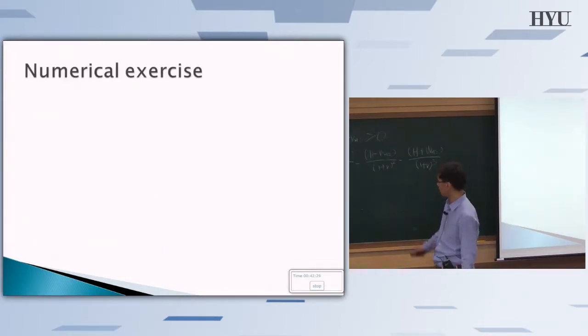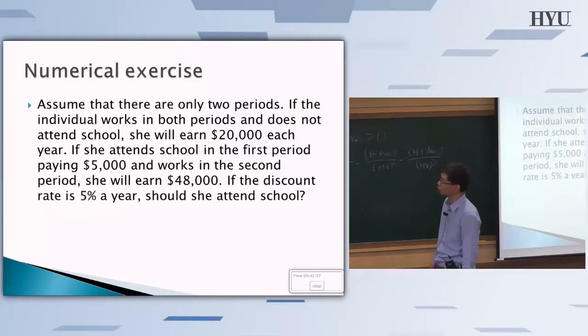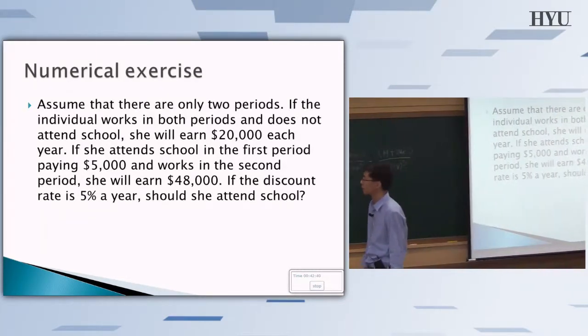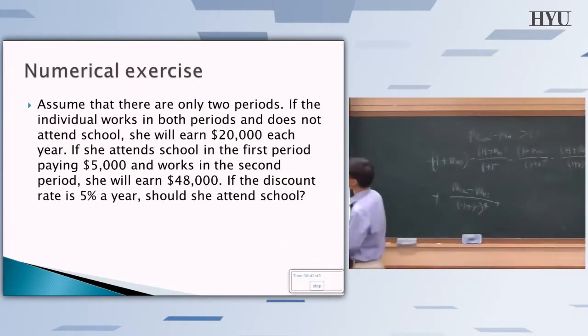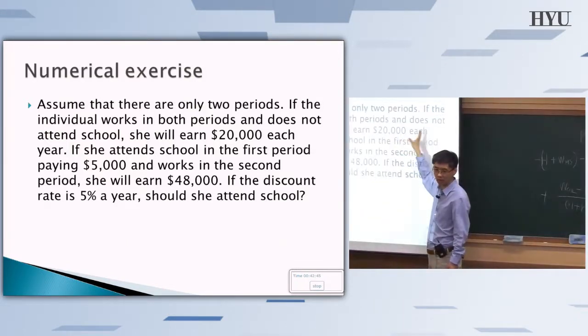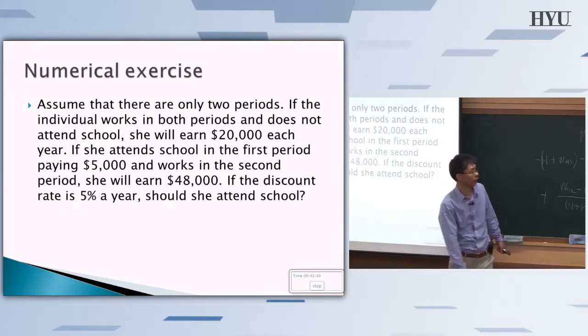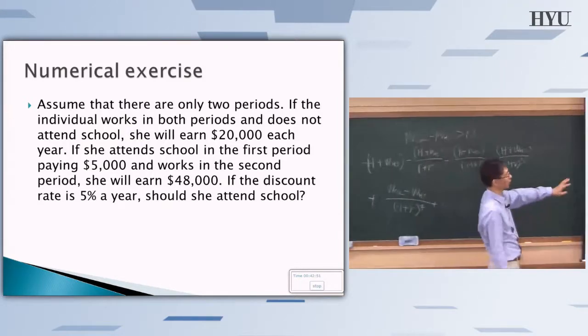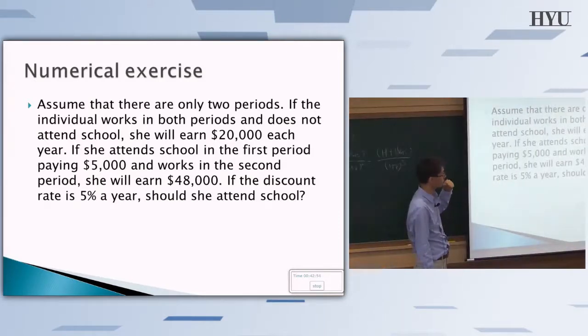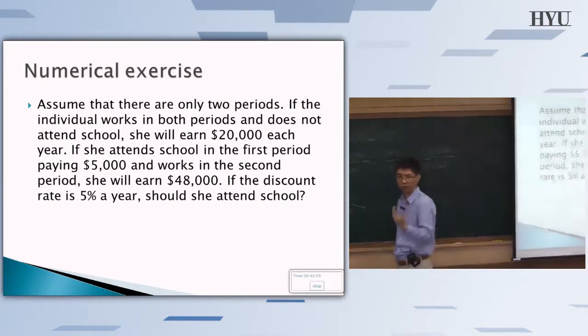Actually, this one is helpful. We will see later. We can do a very simple numerical exercise. For example, assume that there are only 2 periods. If the individual works in both periods and does not attend school, she will earn $20,000 each year for 2 years. If she attends school in the first period, paying $5,000, so no work, and works in the second period, she will earn $48,000, much more than $20,000. If the discount rate is 5% a year, should she attend school?